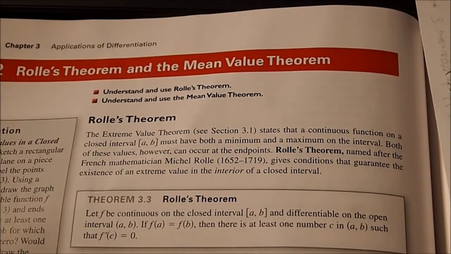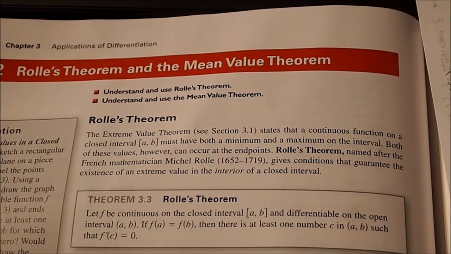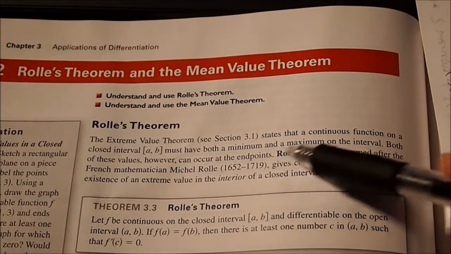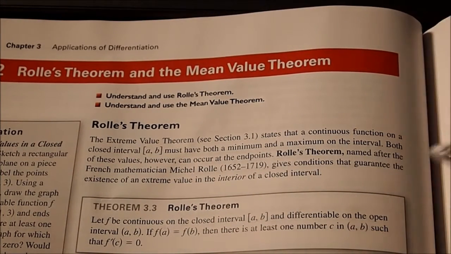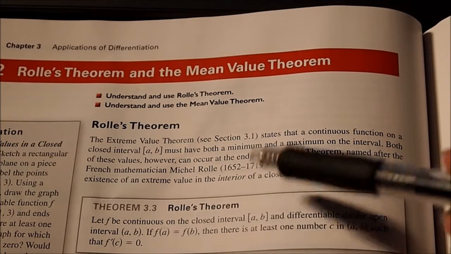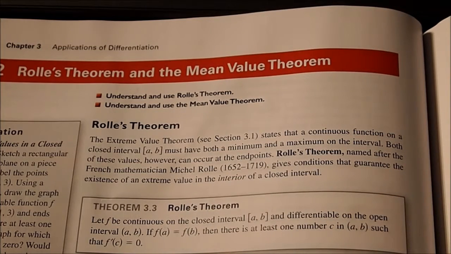Okay, Rolle's theorem. Rolle's theorem gives conditions that guarantee the existence of an extreme value in the interior of a closed interval. An extreme value is a maximum or a minimum, and in section 3.1, the extreme value theorem states that a continuous function on a closed interval must have both a minimum and a maximum on the interval. However, both of these values can occur at the endpoints, since it is a closed interval.